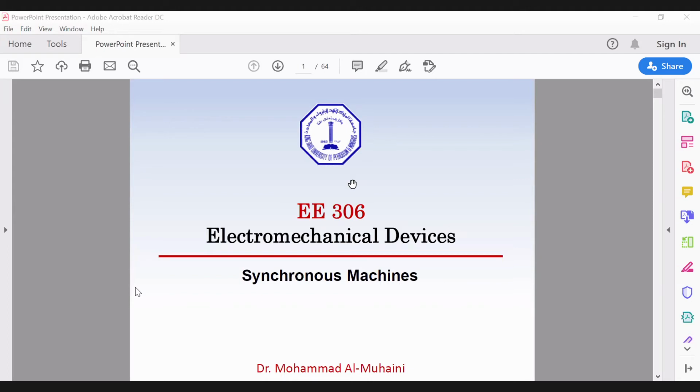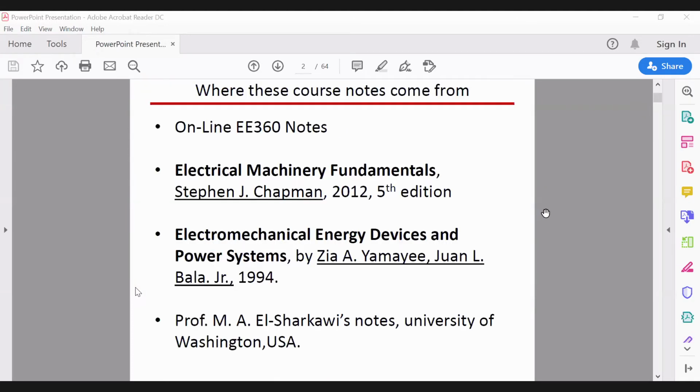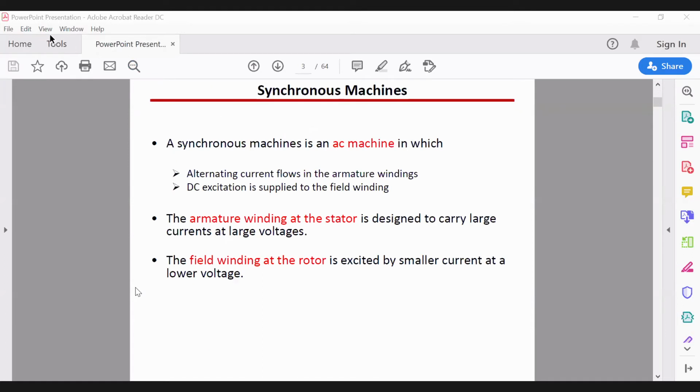There are two types of AC machines. One is called synchronous and the other one is called induction. So we'll start with synchronous machines, and next week we'll talk about induction machines. And for synchronous machines, I'm going to talk also today about what the meaning of synchronous is here.